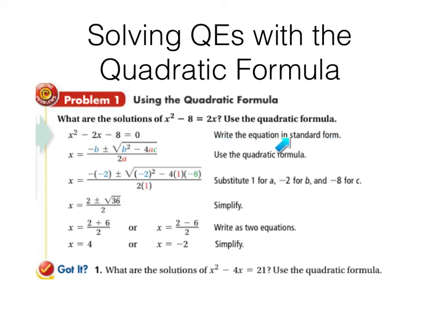First, you've got to write that equation in standard form. In order to do that, we've got to subtract the 2x so that they're all on the left-hand side, equals 0. Now you're going to plug everything into your quadratic formula.